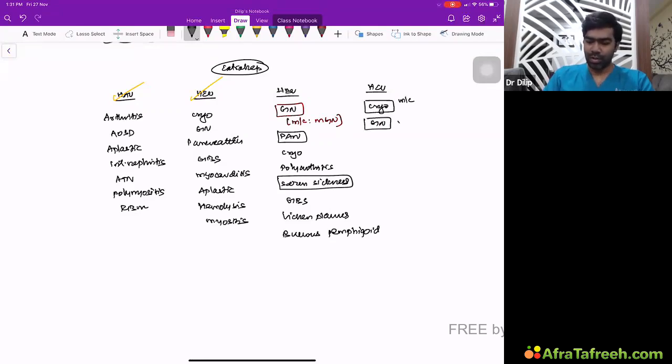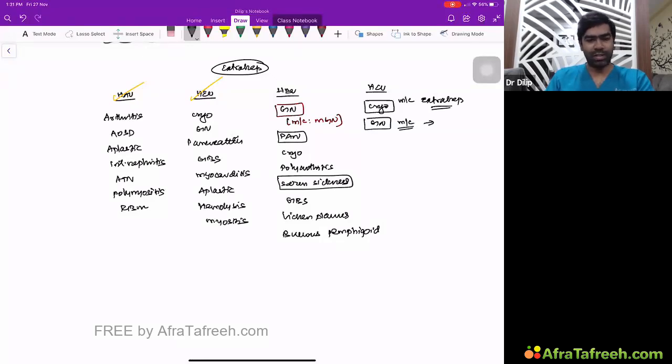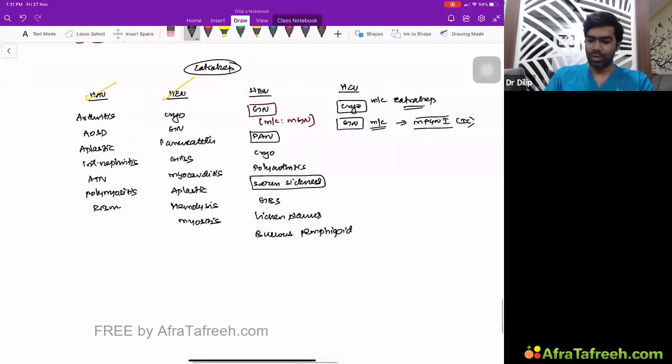The most common extrahepatic manifestation of hepatitis C virus is, of course, cryo. Cryo is equal to hepatitis C virus in exam, and hepatitis C virus is equal to cryo in exam. And the most common pattern of glomerulonephritis that you're going to get is MPGN type 1 or MCGN type 1, which is of immune complex type. So that is the most common type of glomerulonephritis you generally get with hepatitis C virus.